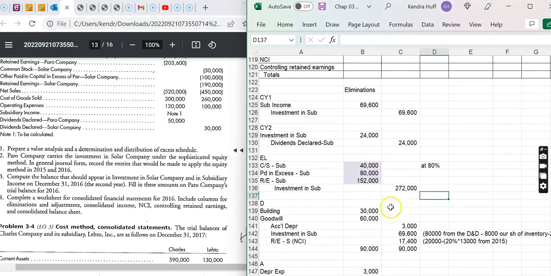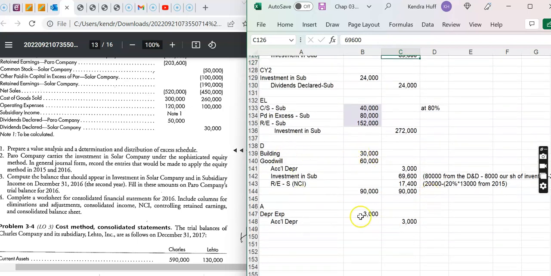Okay. Now, in these entries, well, the number here is different. The basic entry is the same as for problem 2, but the number is a little bit different. All right, this one I think is the same as problem 2, but these two are slightly different because they use the sophisticated equity method, and everything had already been accounted for in the income. Okay, when they did the sub income. So it's slightly different. All right, so you still have the building for 30 and the goodwill for 60. All right, but here's where the differences come into play.